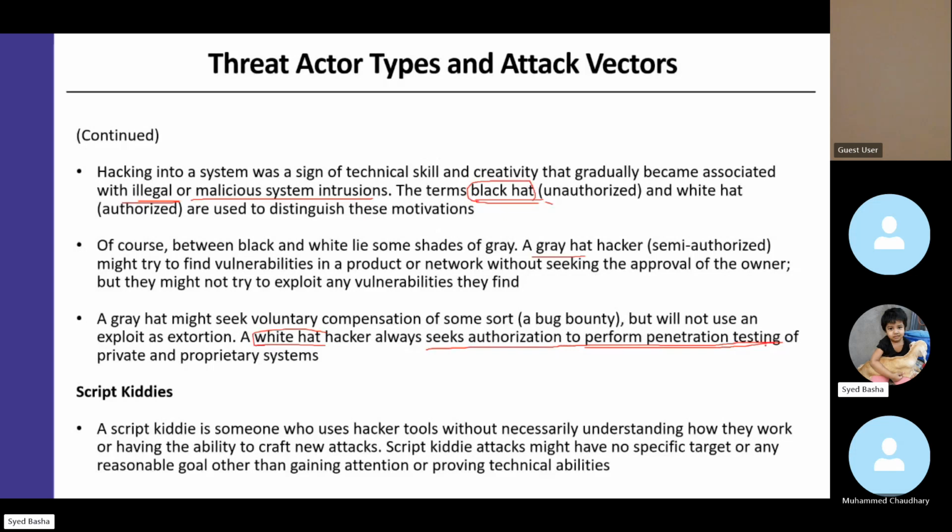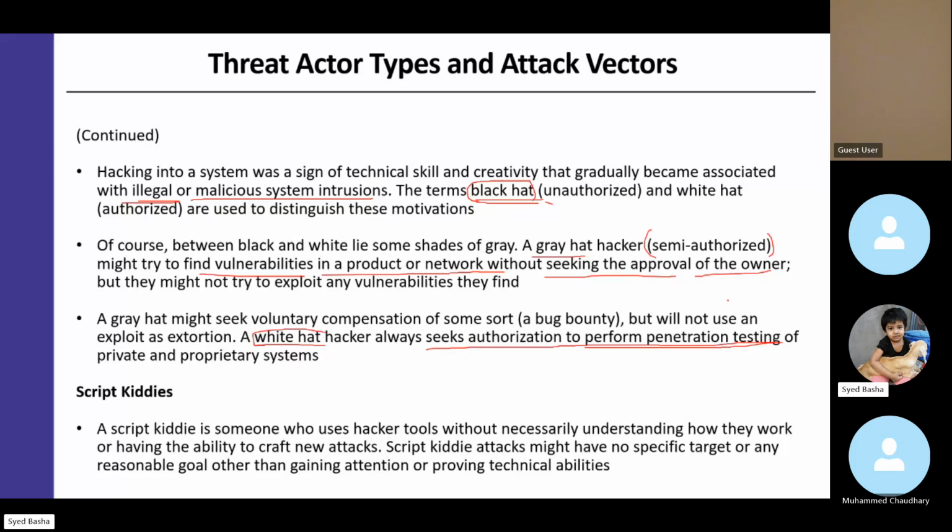Gray hat is a semi-authorized hacker. He might try to find vulnerabilities in a product or network without seeking the approval of the owner. Sometimes he may have some sort of authorization, and for other times he will do the hacking by himself. That is the gray hat hacker. So, is it clear? Three terms that we have learned: white hat, black hat, and gray hat.